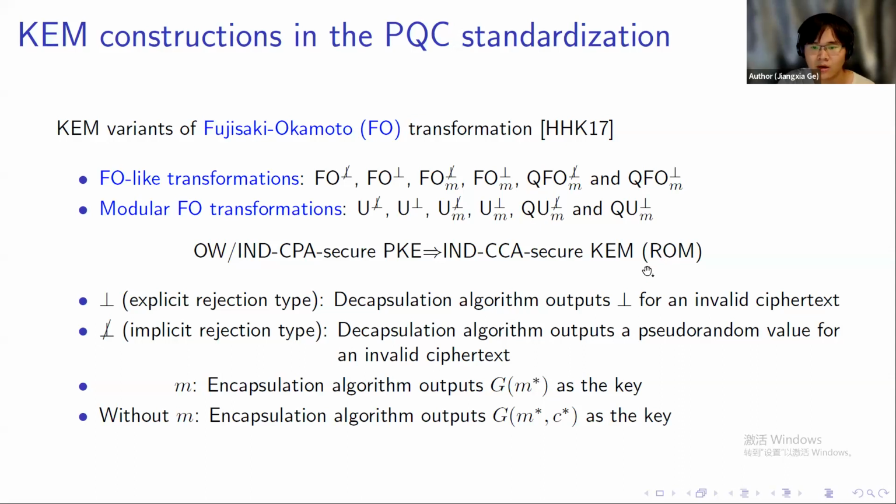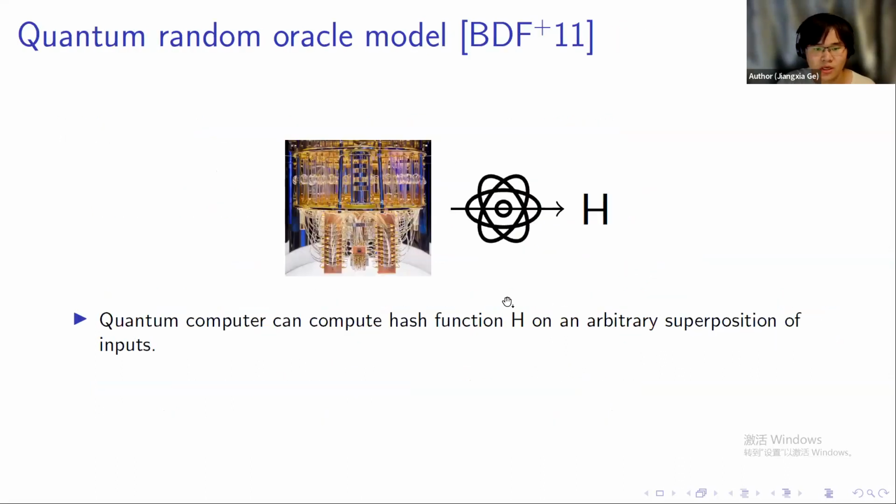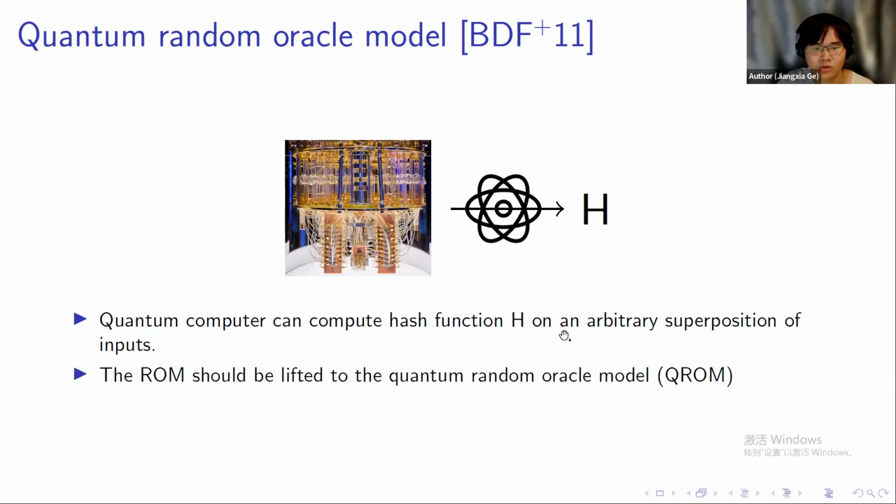So in the random oracle model, a hash function is idealized as a random function that all parties have access to. However, in the quantum setting, a quantum computer can compute the hash function H on an arbitrary superposition of inputs. So to model that, the random oracle model should be lifted to the quantum random oracle model, QROM for short. In this model, the quantum adversary has quantum access to the random oracle.